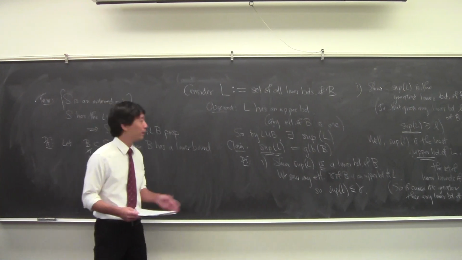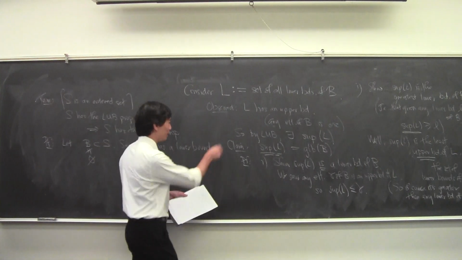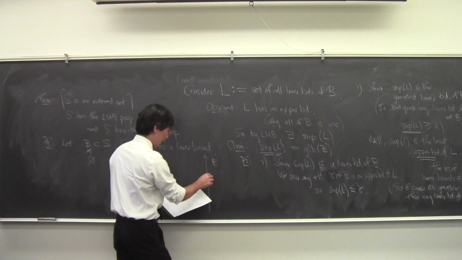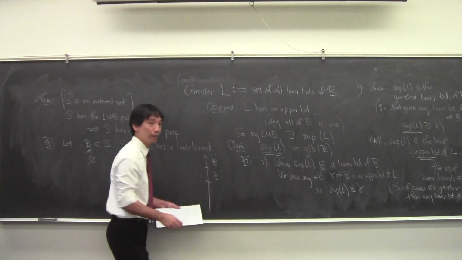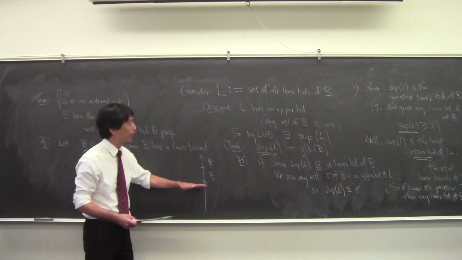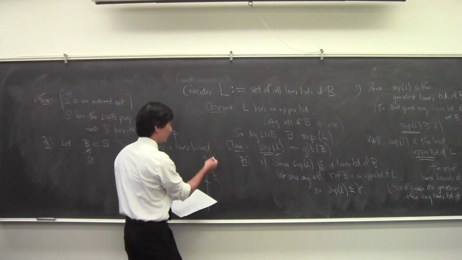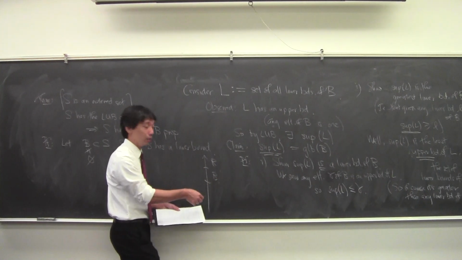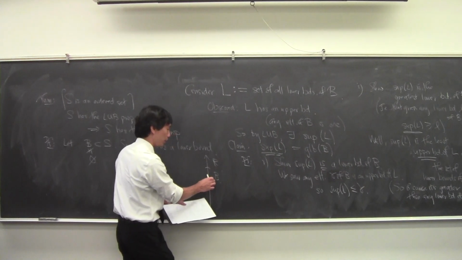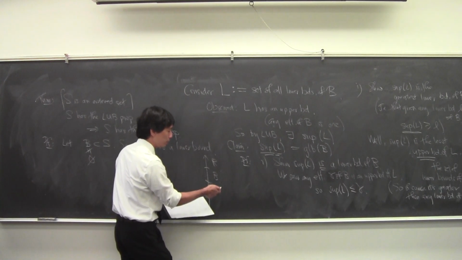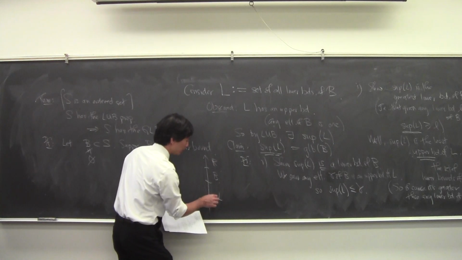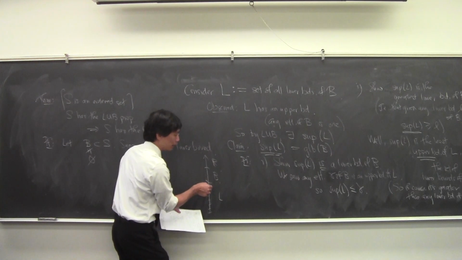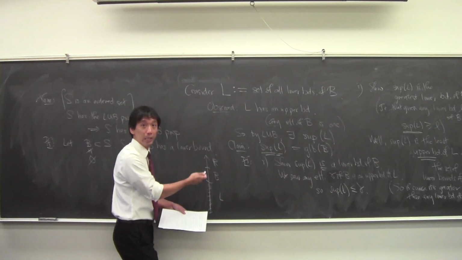Okay, I don't know if this is going to help you, but I'm going to draw a picture. Suppose this is the real line, and you have some set B. This set B is bounded below. And what's L? Well, L is the set of all lower bounds. We're trying to show that there is a greatest lower bound. So we look at L, the set of all lower bounds of B.